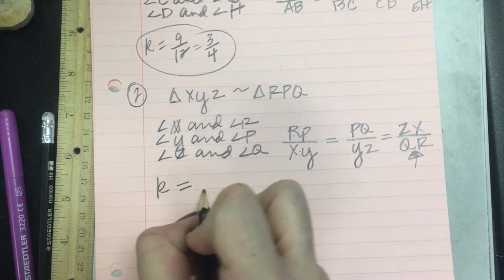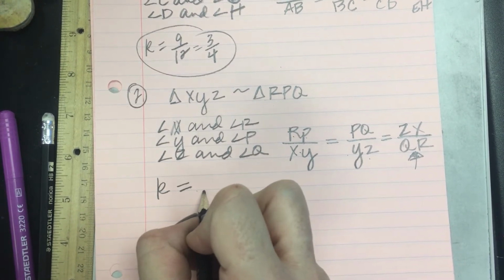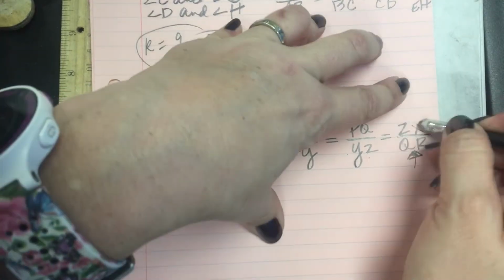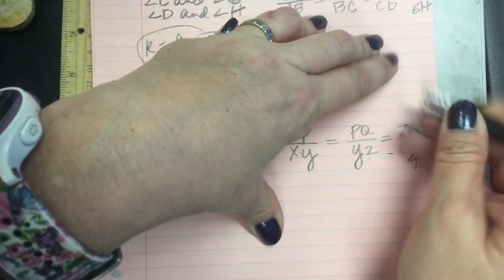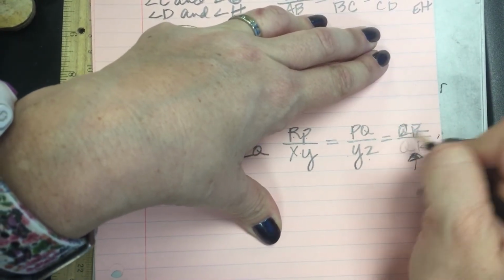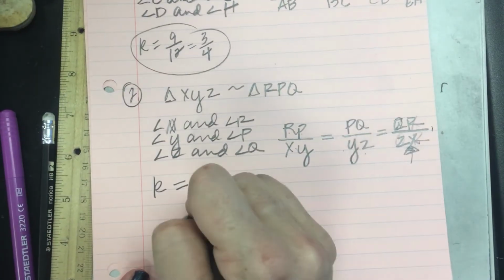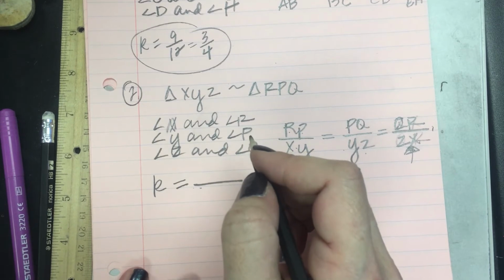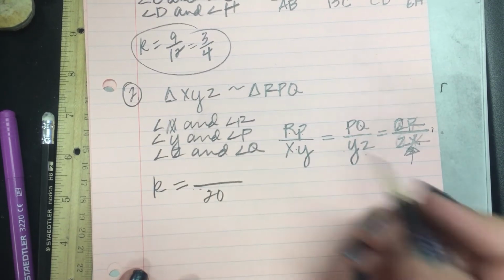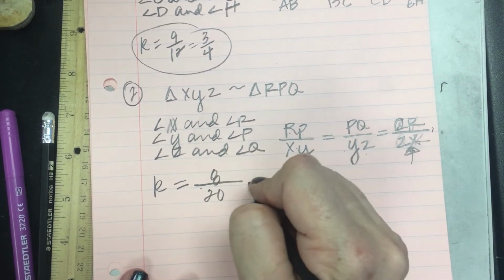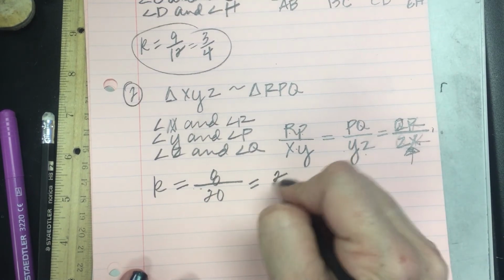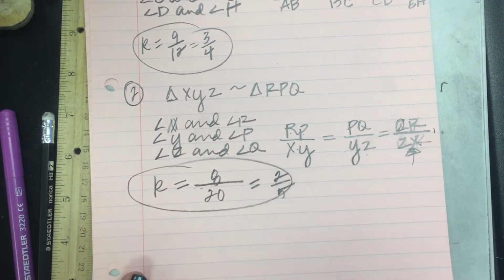So what did I say? My ZX. I flipped this one. Glad I went to that one. I flipped it. QR should be up top. ZX should be in the bottom. Well, there we go. Glad I caught that. ZX, 20 is in the bottom. 8 is in the top. When I reduce that, 4/10, 2/5. Scale factor for number 2 is 2/5.